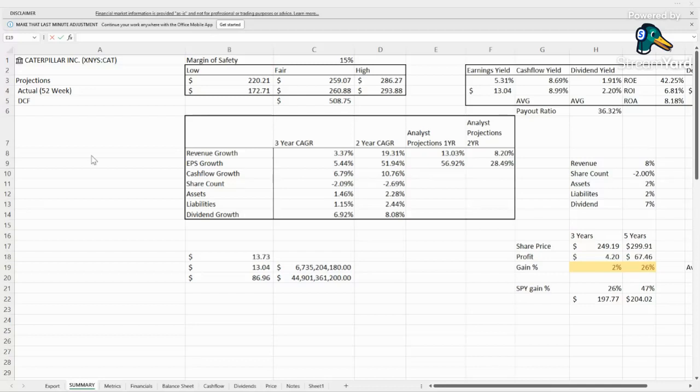Caterpillar is currently sitting right about at its fair value. We're coming up with a calculation of $259 for the fair value, with the stock price sitting just shy of $261. So it sits within $5 of the fair value, and it might be worth taking a look into. Is there enough growth in this stock that it's worthwhile to be purchasing at the fair value? Do we wait for a lower price, or do we just avoid it altogether?